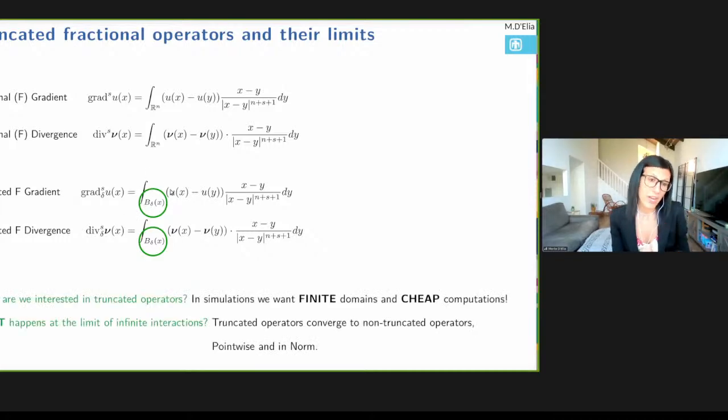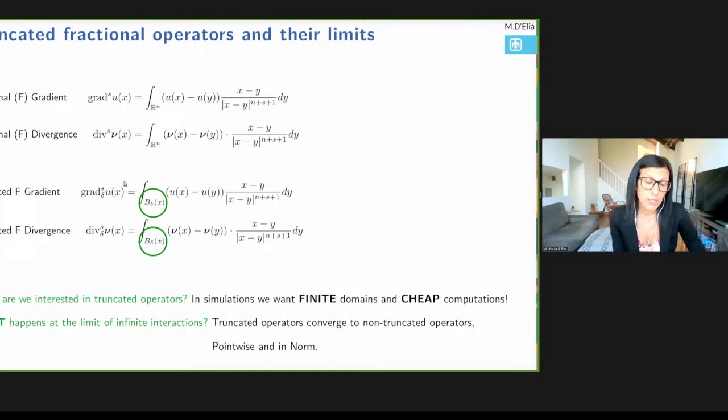So why are we interested in these truncated operators? Well, the reason is that fractional operators have an infinite domain of integration, and it's not easy to treat them numerically. When we have a fractional problem in a bounded domain, and we have a non-homogeneous Dirichlet or Neumann condition, we're going to end up integrating an entity on an infinite domain, and we have to come up with ways of doing that. Not only is this not trivial, but it's also very expensive. Of course, most of the computational power in solving fractional operators is in treating the singularity, but having an infinite domain certainly doesn't help.